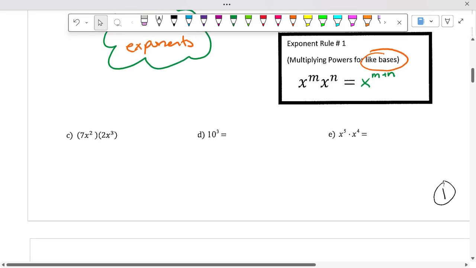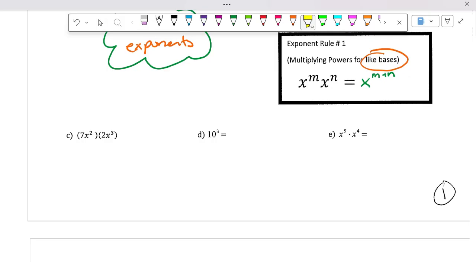So let's just do some review here. We're not even going to expand them because we did all that yesterday. So 7x squared times 2x cubed. All right. So remember, your coefficients, you're always just going to do what with them? Do we add the coefficients? Absolutely not, because we're multiplying. Guys, we're multiplying them. So what's 7 times 2?